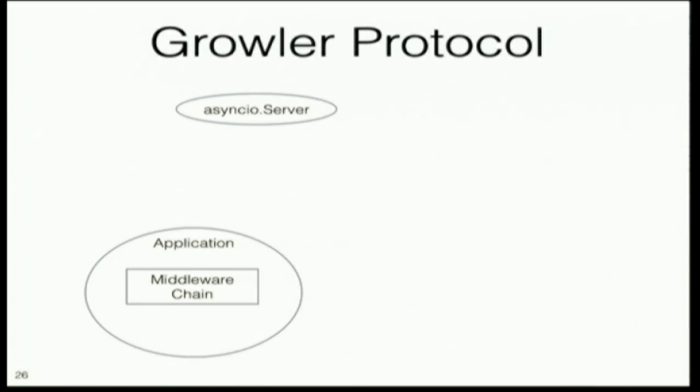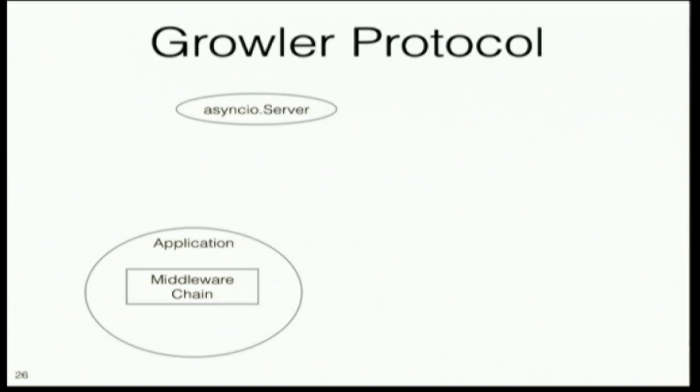So now I'm going to go through a little active flowchart of how this protocol thing works. At the beginning, before anything's going on, you have the asyncio server that's actually listening. This is the coroutine running. You also have your application that you've set up with a middleware chain. Remember, there's only one application if you want one application.